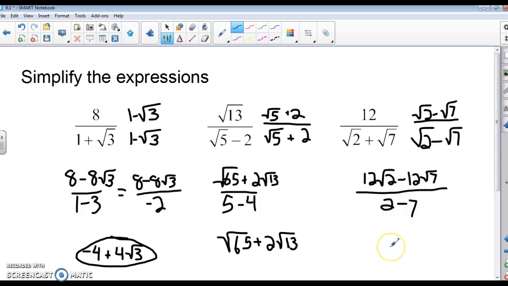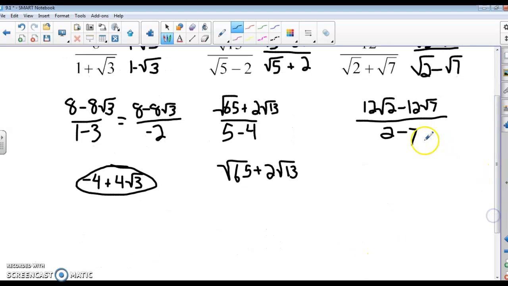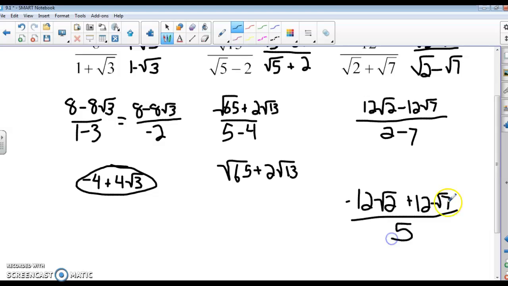We don't want to have the negative in the denominator. If you remember from a different lesson, we never want to have a negative sign in the denominator. So the negative can go in front of the whole fraction, or you can change the sign of the whole numerator. So instead of this being positive 12 square root of 2, it would be negative 12 root 2 plus 12 root 7 over 5. That's just because it's not proper to have a negative sign in the denominator. So that would be our answer.